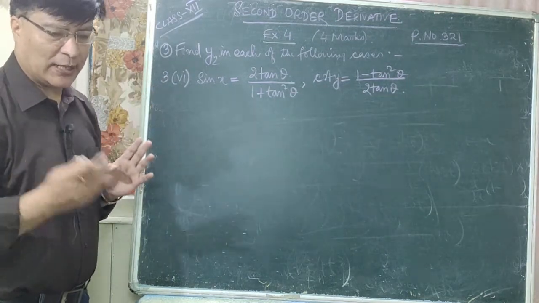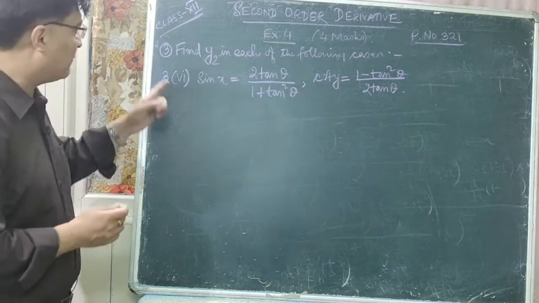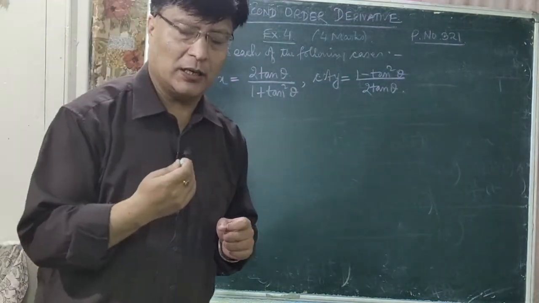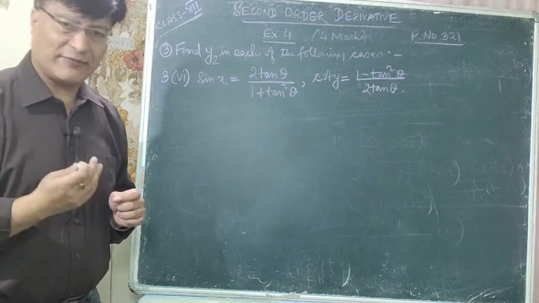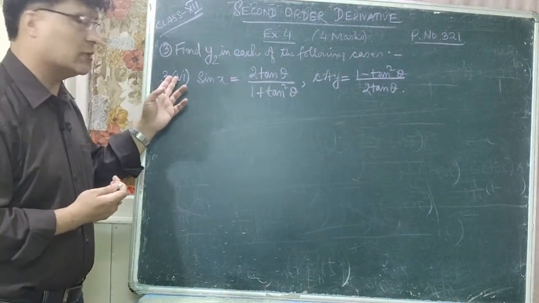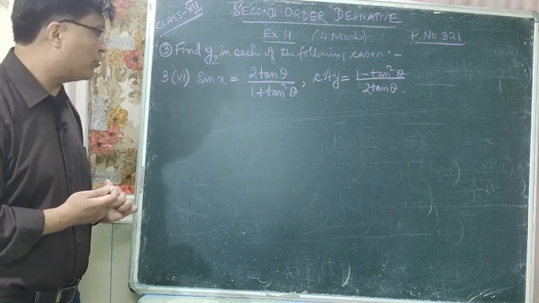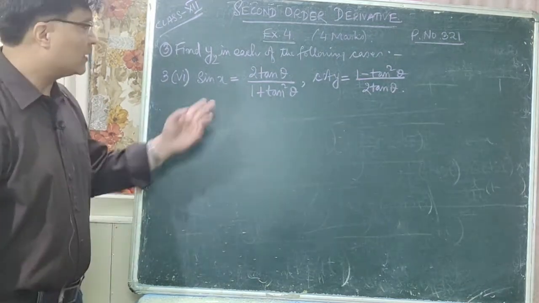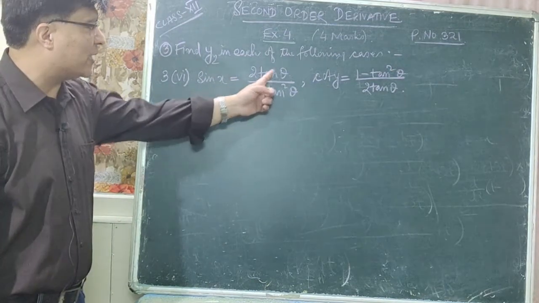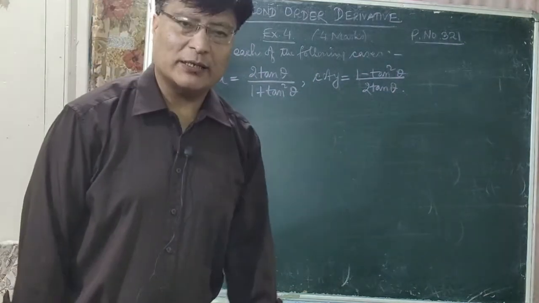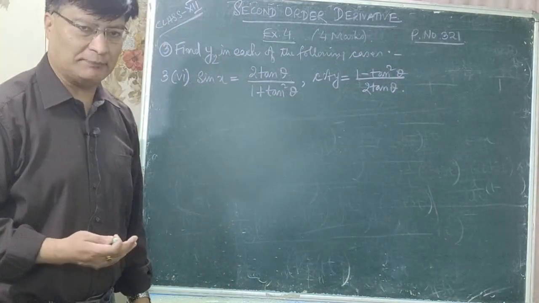Okay. So in the last online class, I left this problem number 6. From 5, we did question number 7 of number 3. So today we'll do this sub part number 6 of question number 3. Find y2 in each of the following cases. That is sin x is equal to 2 tan theta upon 1 plus tan square theta, and cot y is equal to 1 minus tan square theta divided by 2 tan theta.